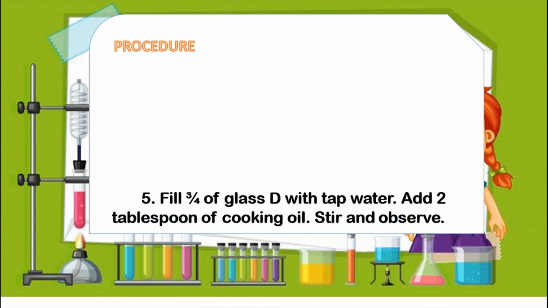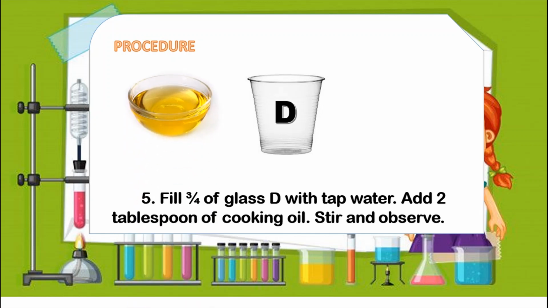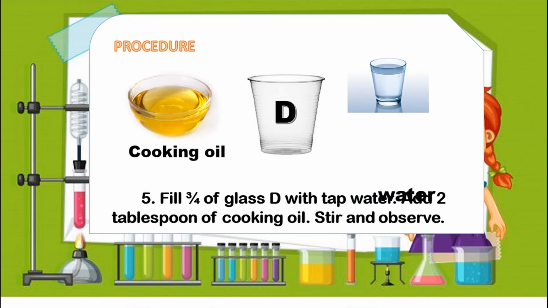Okay, number 5 procedure. Fill 3/4 of glass D with tap water. So, unsa ibutang nimo sa glass D? Tap water lang kanang naa sa gripo and add 2 tablespoons of cooking oil. Stir and observe. Ibutang nimo dira una ang tubig, 3/4 lang ang tubig. Tapos butangan nimo og 2 kutsara nga cooking oil kani nga container. Then stir, kutawon ninyo, then observe.